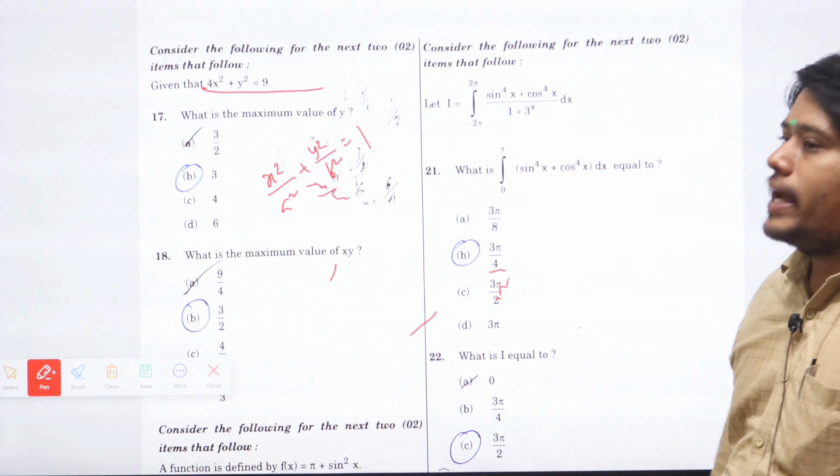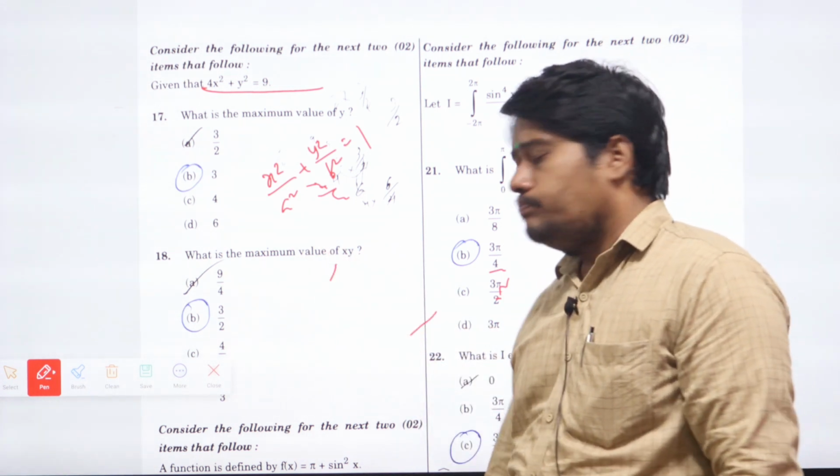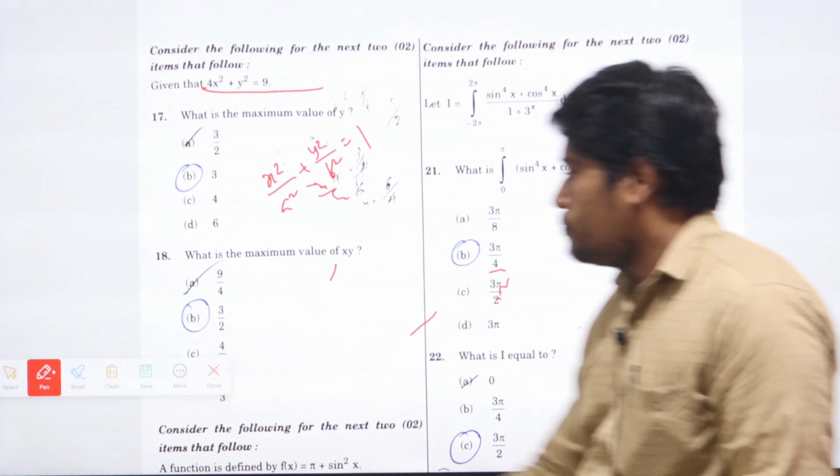And what is the maximum value of xy? It is a combination. That is option B again. The value is 3 divided by 2. Clear?